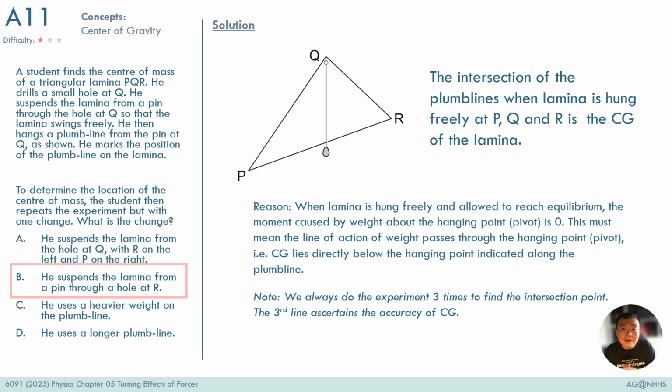So remember, when you are asked to write a rationale or write the method of a plumb line method to find a CG, always do it 3 times. Always get 3 lines to intersect, and that point of intersection will be the CG of the laminar.